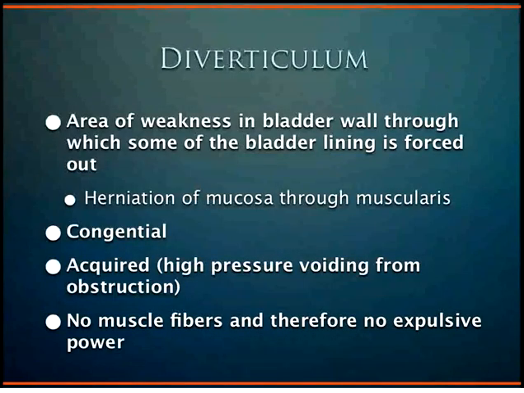A bladder diverticulum results from a focal weakening in the bladder wall and herniation of the bladder mucosa through the muscularis layer. This can be congenital or acquired through high-pressure voiding through a distal obstruction. Of note, these diverticuli do not have muscle fibers and therefore they have no detrusor ability.